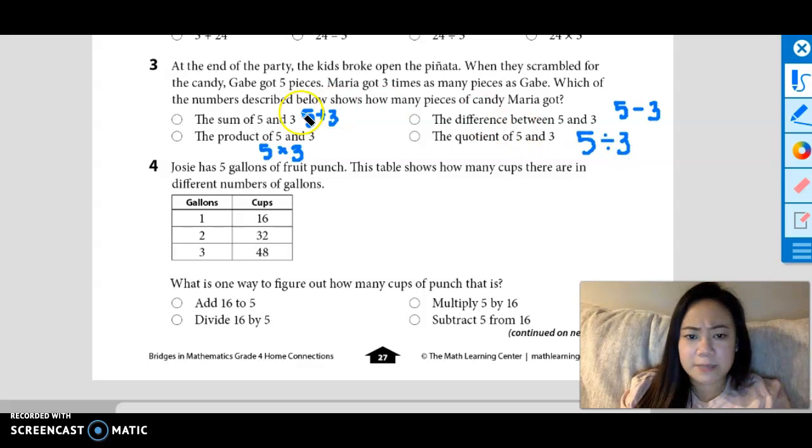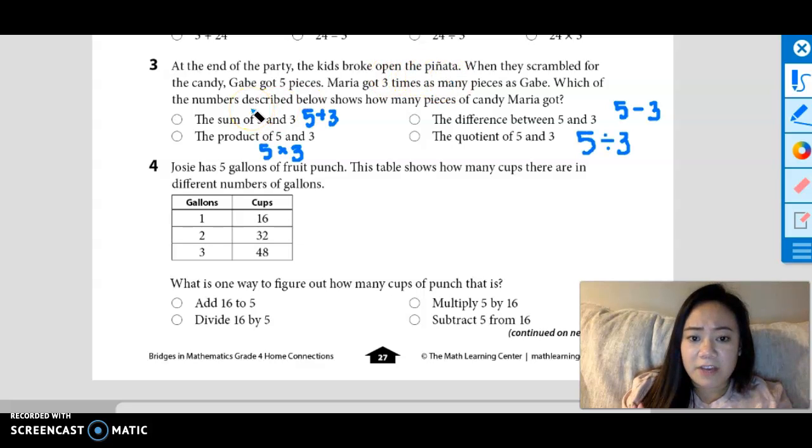Okay, let's read it one more time just to make sure. That's what good mathematicians do. At the end of the party, the kids broke open the piñata. When they scrambled for candy, Gabe got 5 pieces. Maria got 3 times as many. Times as many is my keyword. Which one of these best matches that?